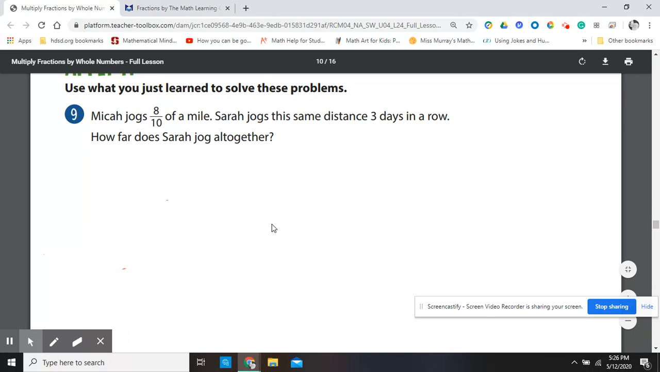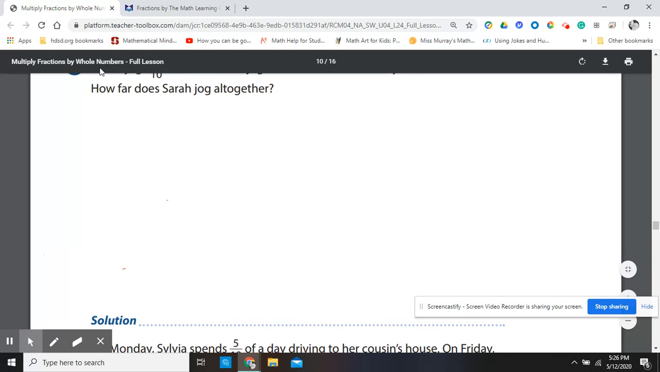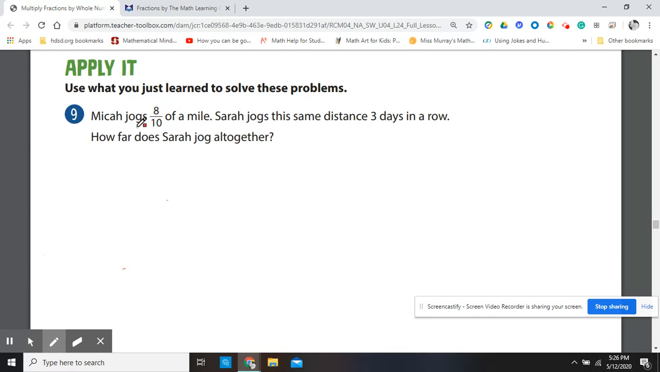Okay, now we're going to work on one more problem before I let you go, and this one's going to be a little bit different. Micah jogs 8/10 of a mile. Sarah jogs the same distance 3 days in a row. How far does Sarah jog altogether?